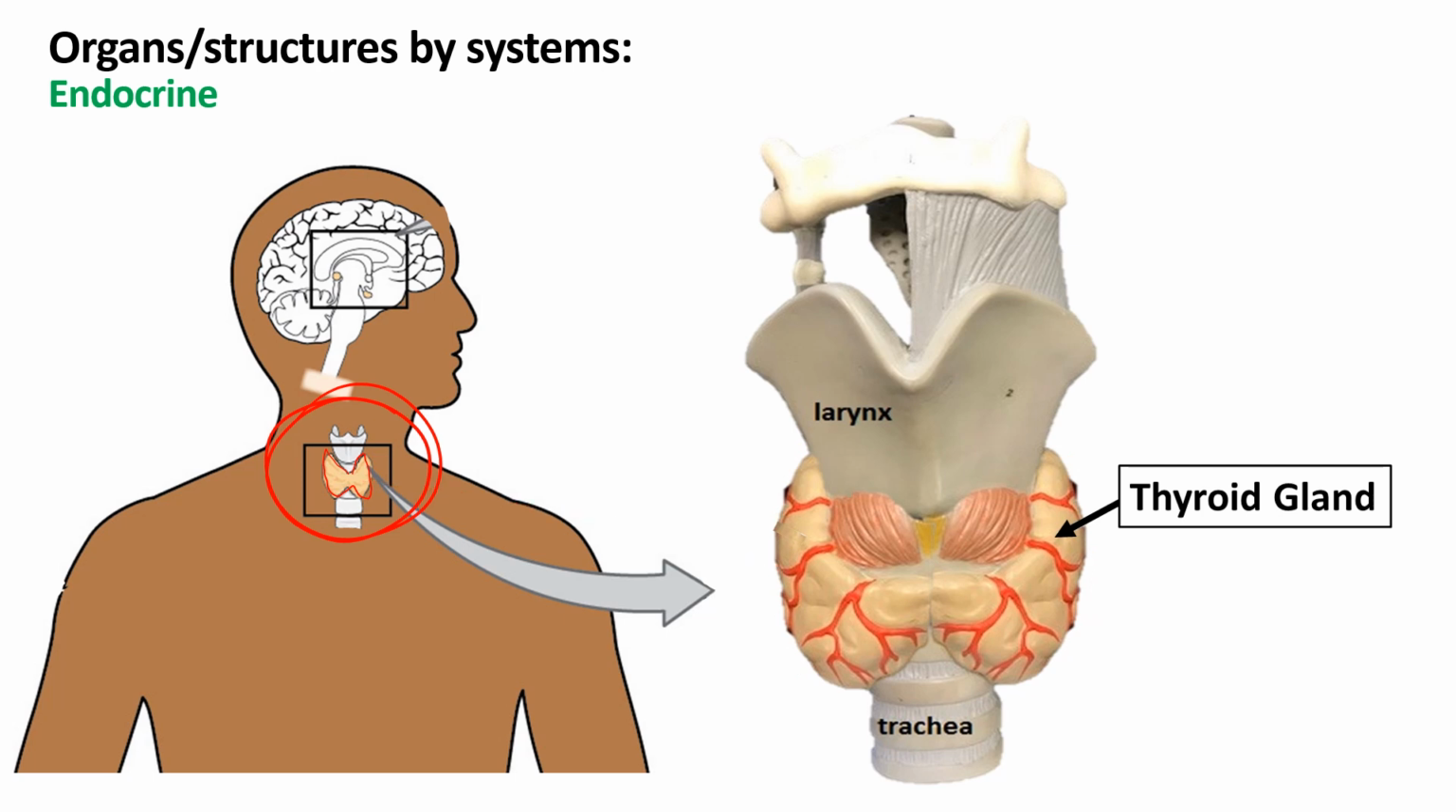Now, you will see that we are reviewing the endocrine system, but many of the systems are related to other systems. So, for example, here we have a structure called the larynx.